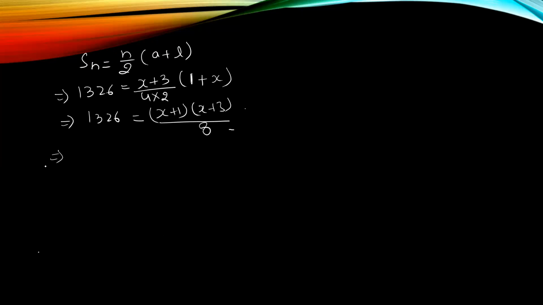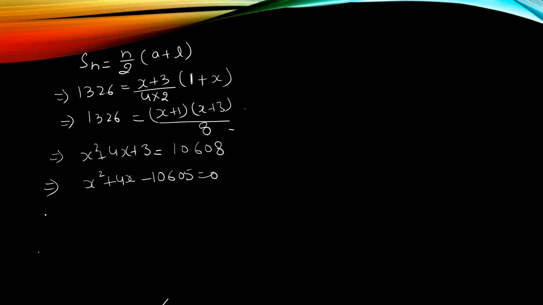So what will you get later? You multiply 8 with 1326, and then you solve (x plus 3) into (x plus 1). You will get x square plus 4x plus 3 equals 10608. Further, x square plus 4x minus 10605 will be equal to 0. Now we'll have to find the value of x.